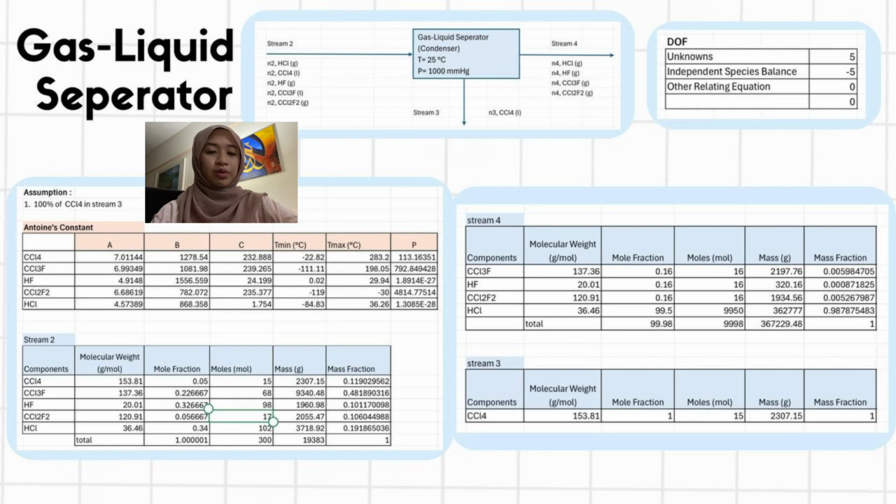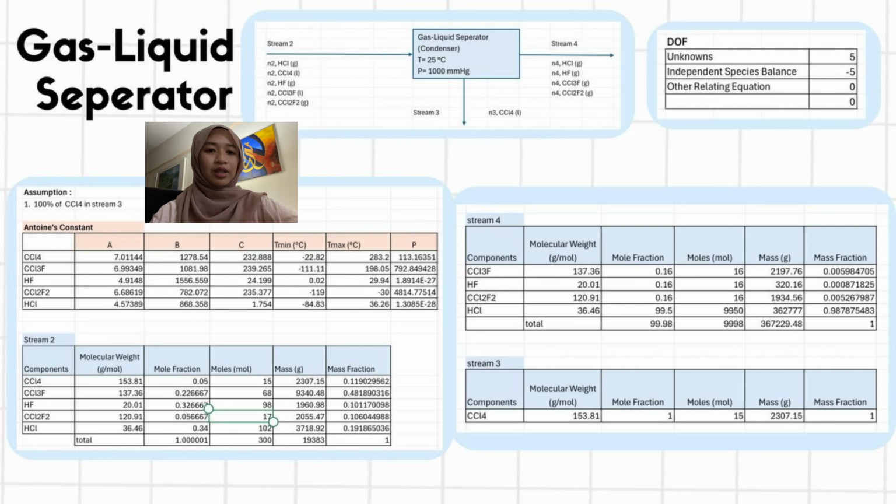The separator operates at 25 degrees Celsius and 1000 mmHg, acting as a condenser. Under these conditions, only CCl4 is assumed to condense completely into liquid and exit as stream 3. As stated in our assumption, using Antoine's equation constants, we can validate that CCl4 condenses at this temperature and pressure, while the other components remain in the gas phase. This means the remaining substances exit through stream 4.